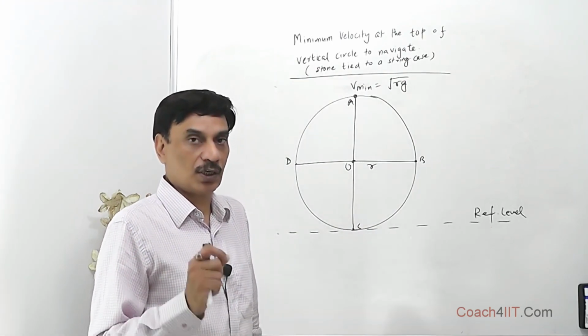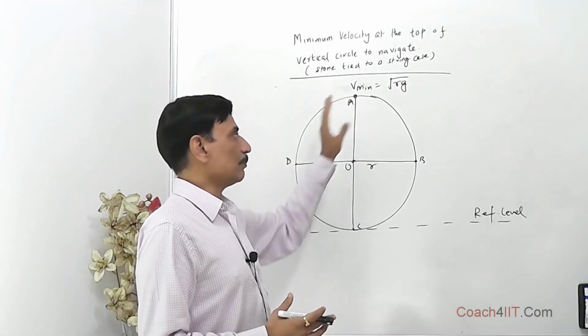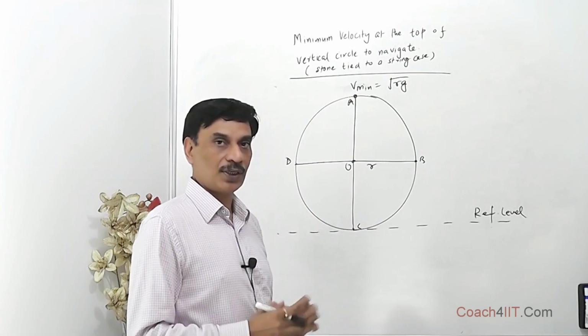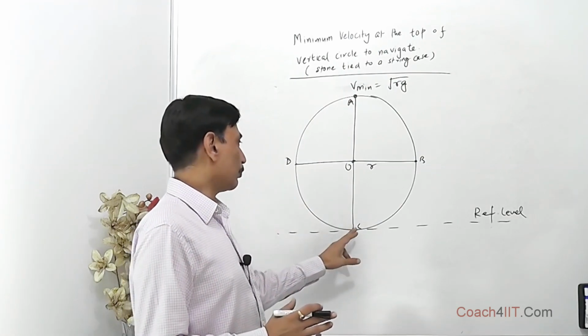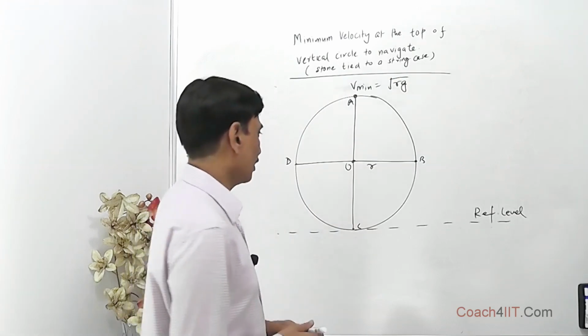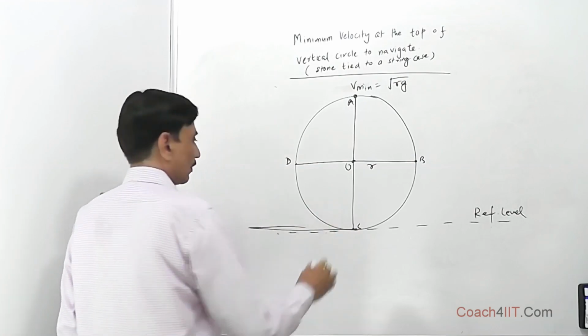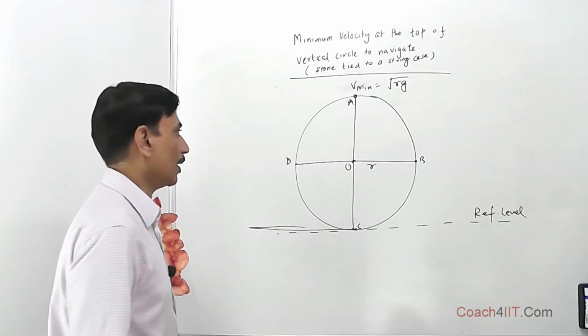It has a velocity root rg. Let's find the velocities the same stone, the same body should be having at the points C and D, so that it is able to navigate the circle. This can be found easily by using the principle of conservation of mechanical energy, which we have done earlier.